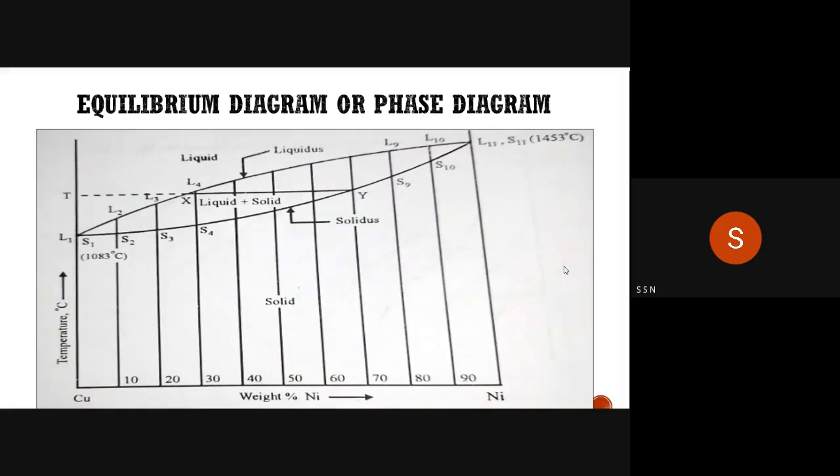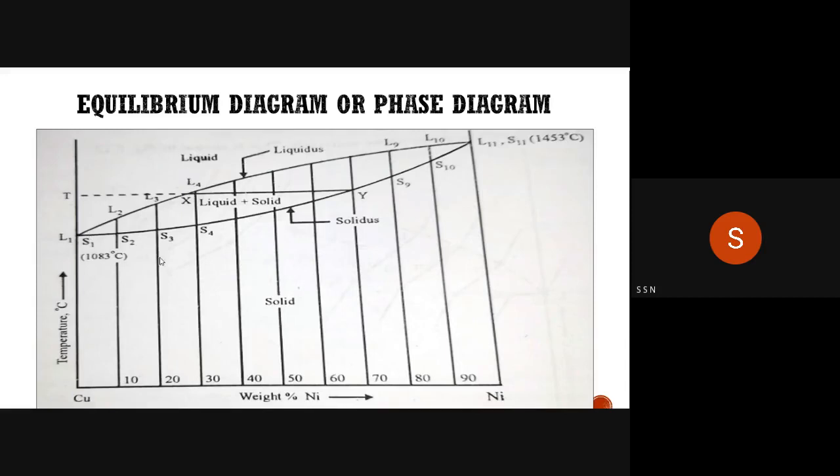So at any temperature, you consider a random temperature T. At this point, X point, the temperature is T and the composition is something, consider it as 30% of nickel and 70% of copper. So at that concentration or composition and at temperature T, what is the phase? You can immediately say it is a liquid phase. Above this line, for all compositions, all material will be in the liquid phase.